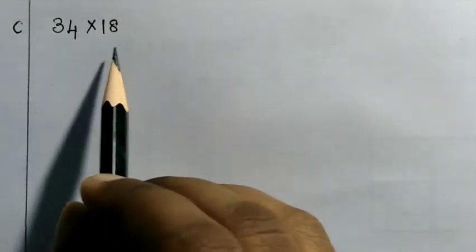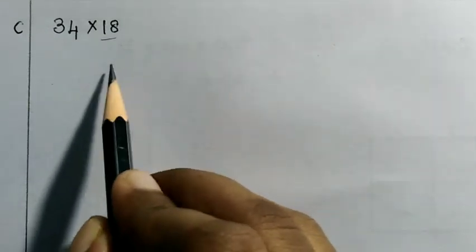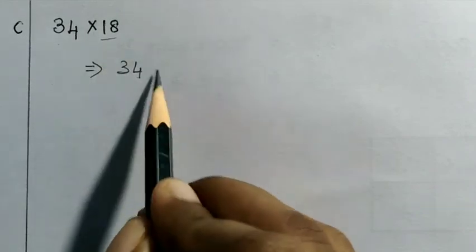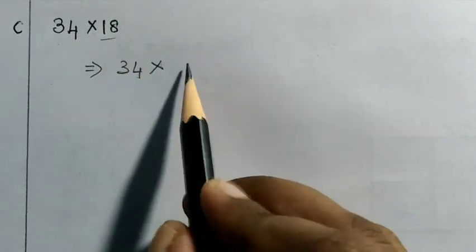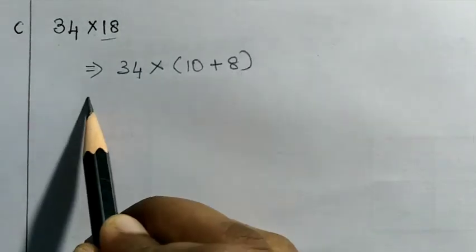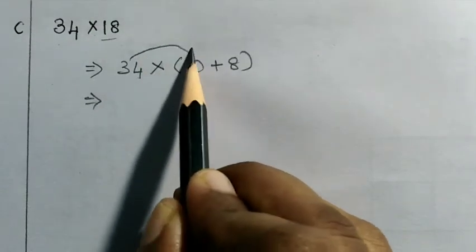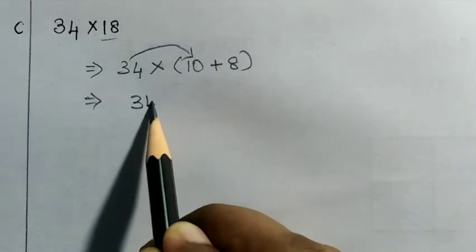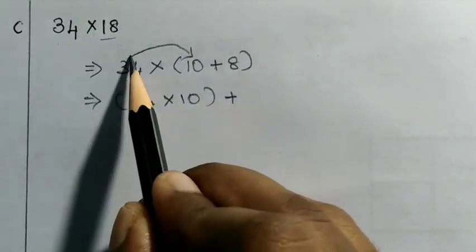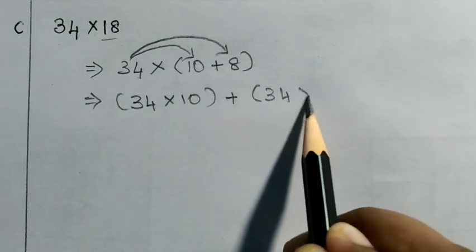Next sum is 34 into 18. So, 18 can be written as 10 plus 8. Let us write 34 as its multiplication. Now, 18 will be written as 10 plus 8. Now multiply. 34 you can multiply with 10. 34 into 10. Plus symbol. Now the same 34 will be multiplied with 8. 34 into 8.